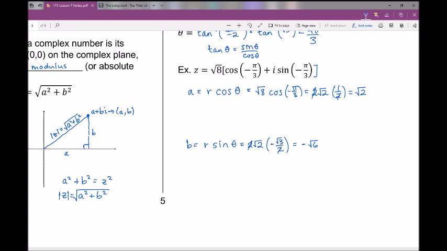So the last thing to do is just write this in a plus bi form. So a plus bi then is equal to the square root of 2 minus the square root of 6 times i. And so that is the rectangular form of the complex number.